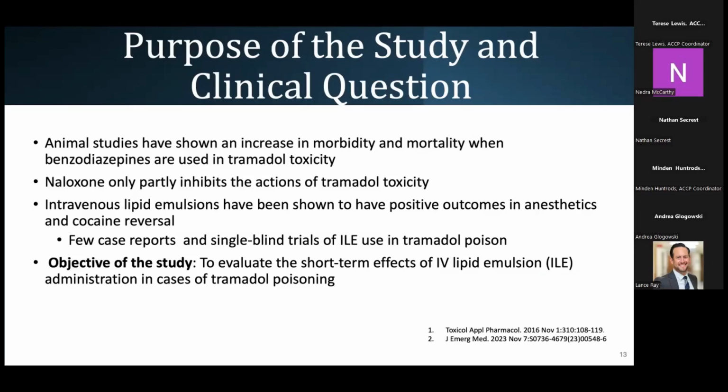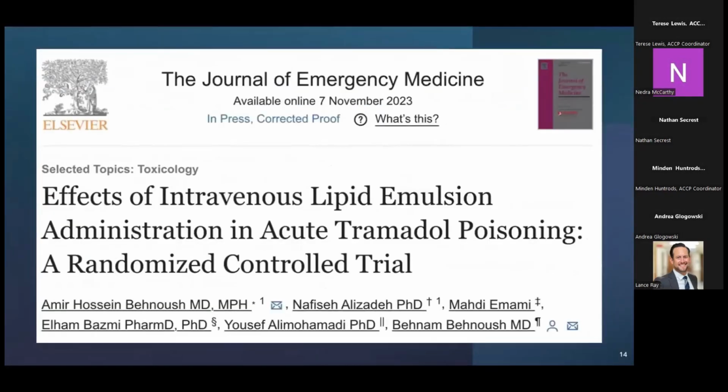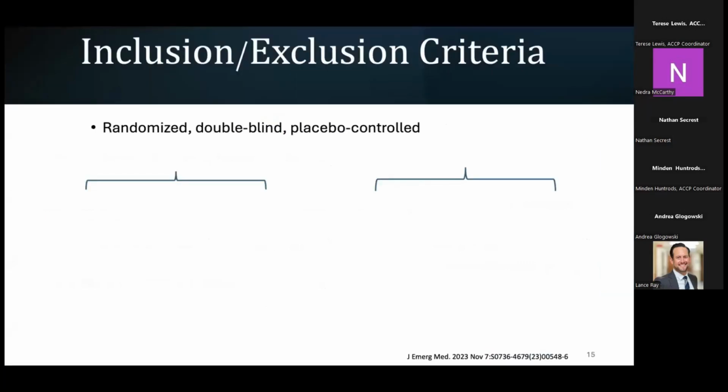A few case reports and single-blind trials of intravenous lipid emulsion have shown that it has a positive outcome in tramadol toxicity or tramadol poisoning. Based on that, this study set out to evaluate the short-term effects of intravenous lipid emulsion administration in cases of tramadol poisoning. This study was published in the Journal of Emergency Medicine in November 2023, and it was a randomized, double-blind, placebo-controlled trial done in a single center in Iran.